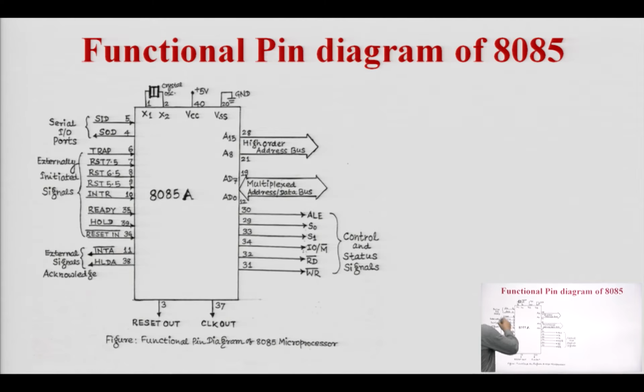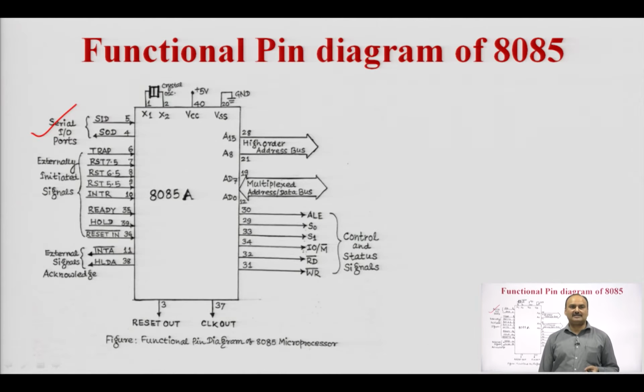The first group is the serial input output control group. The pins dedicated to serial input output control are the SID and SOD pins. Then we have the externally initiated signals. These are the interrupt signals, ready signal, HOLD signal, and reset signal. It consists of the 5 hardware interrupts, the ready signal to check the readiness of slower peripherals, the hold signal to perform DMA related operation, and the reset in signal to reset the 8085 microprocessor.